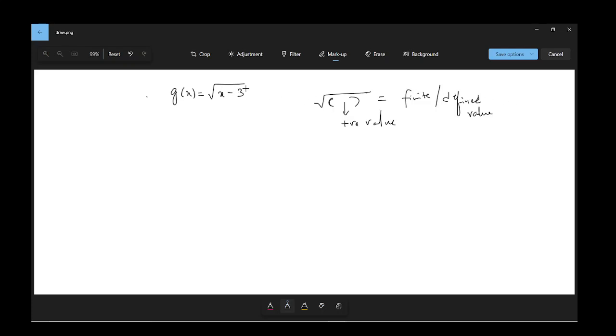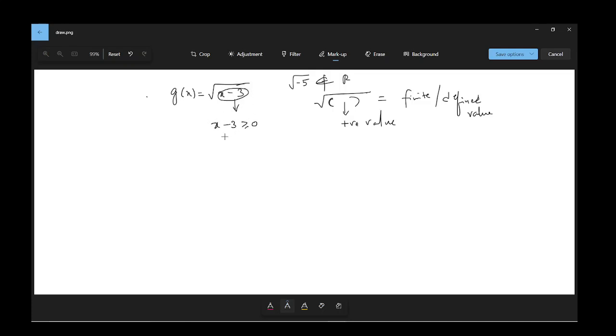So what makes this number positive? The condition is x minus 3 should be greater than or equal to 0, because we know that the square root of negative numbers, like the square root of minus 5, we don't get a real value. This does not belong to the real numbers. So the number under the root should be a positive number.